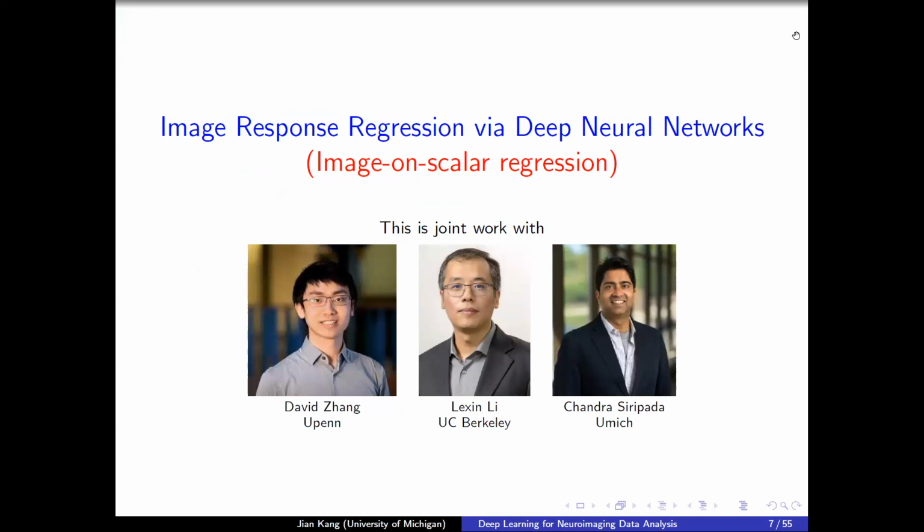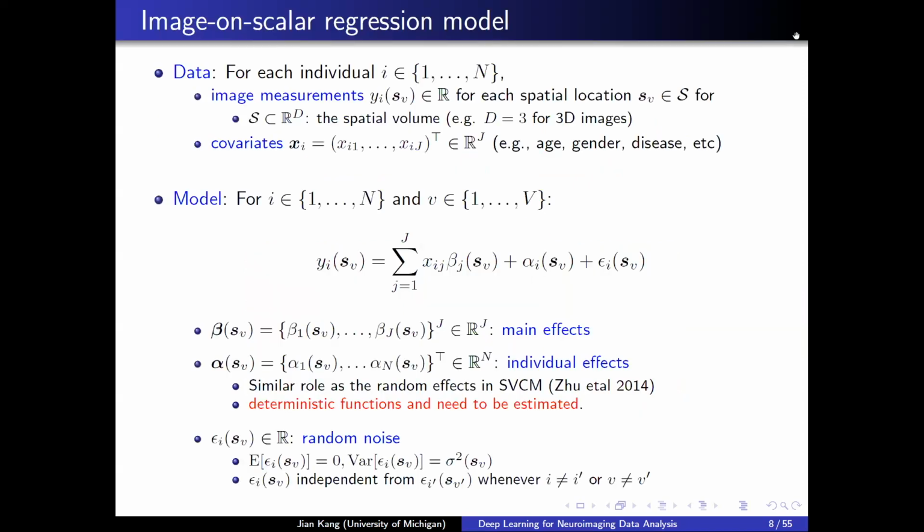The first topic is image on scalar regression. The title of this paper is image response regression via deep neural network. This is joint work with my former student David Jiang, who is now at UPenn as a postdoc, and my collaborators Le Xinli and Zhang Zhang. The idea is to take the traditional image on scalar regression model and use deep neural networks to help with feature selection and estimation.